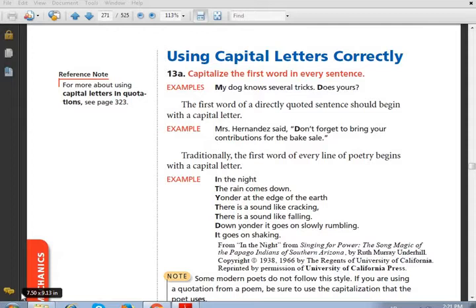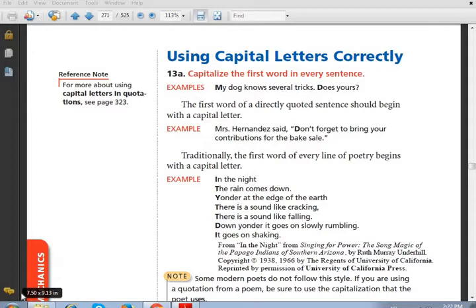Okay. Another rule, capitalize the first word of a directly quoted sentence. Quoted, guys, or quotation, means that I have some words from someone's speech to use for different purposes. So when I do such a thing, I have to capitalize the first letter of any quotation.